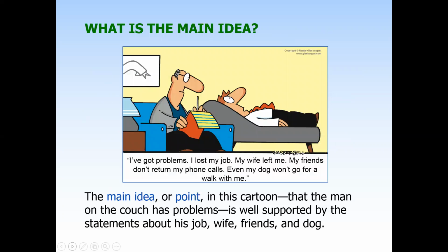If you look at this cartoon, it says the main idea or point in this cartoon, that the man on the couch has problems, is well supported by the statements about his job, wife, friends, and dog. So if you look at the cartoon, the man says, I've got problems. I lost my job. My wife left me. My friends don't return my phone calls. Even my dog won't go for a walk with me. The main idea is the man has problems.